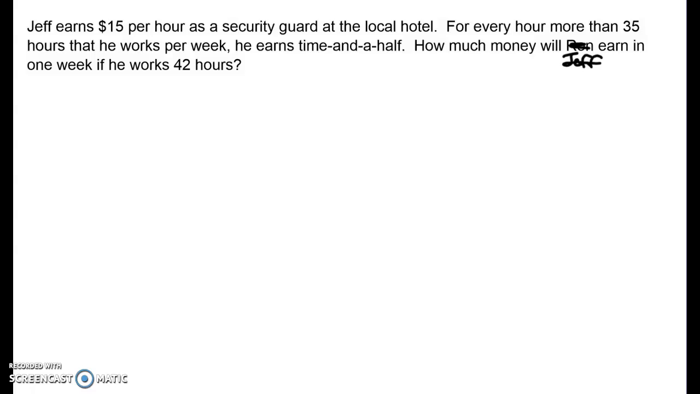Okay, so he definitely worked overtime because 35 is his normal week. So let's talk about just the normal hours. He works 35 hours, right? And for each hour, he gets paid $15. So 35 multiplied by 15 would give him his pay for all his regular hours. But now we need to add on his overtime. So we need to put a plus there. And how many hours of overtime does he have?